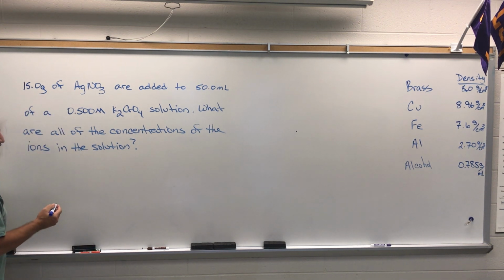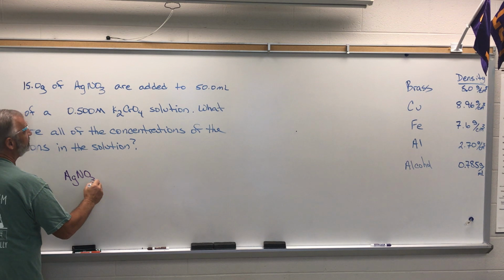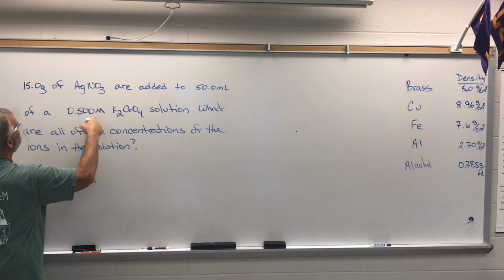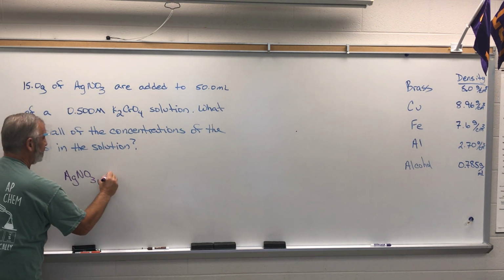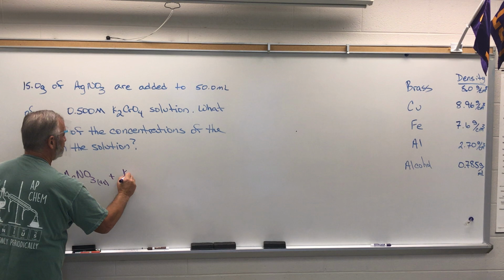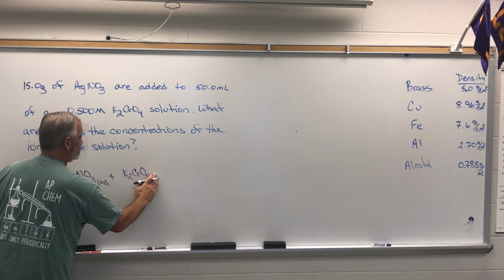First thing we have to do is write a balanced equation. So we have silver nitrate, and that's going to be aqueous because we're putting it into 50 milliliters of water and it's a nitrate, so we know it's going to dissolve. Okay? So it's going to be aqueous plus potassium chromate, aqueous.